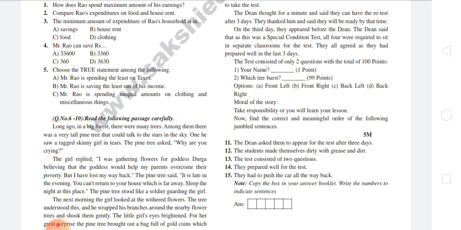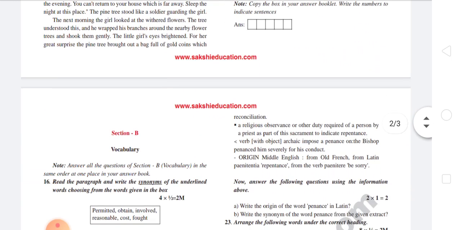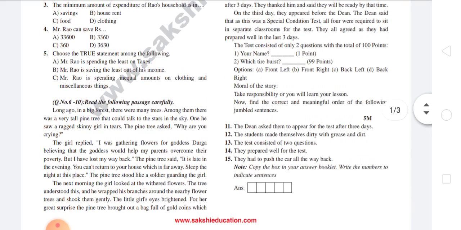So if you do this 100% correctly, we can get 5 marks. So totally 15 marks completed. Okay. Next, it is only section A. So section A in this English paper 2 contains 15 marks. That is also very important to notice.